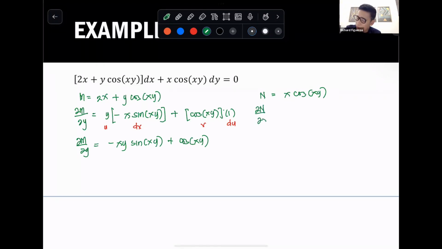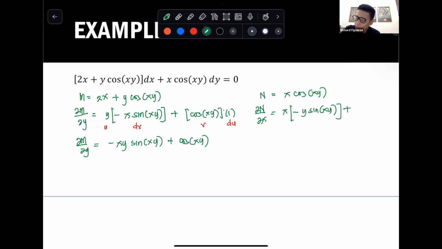Partial derivative of n, with respect to x. So ganun din ito, no? So u natin is x. And we derive, so derivative ng cosine, it's negative sine xy. Kaya lang, since this is with respect to x, derivative ng x, it's 1. Multiply it with y, so meron tayong minus y sine xy.